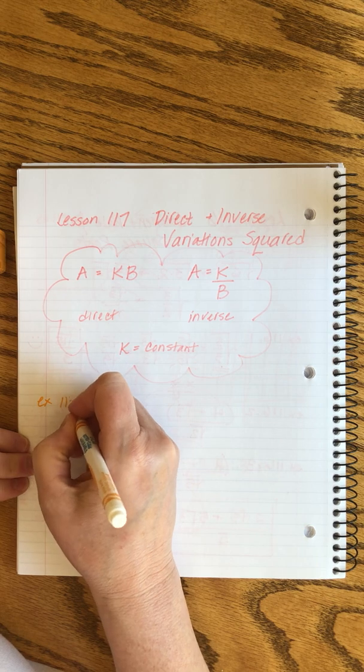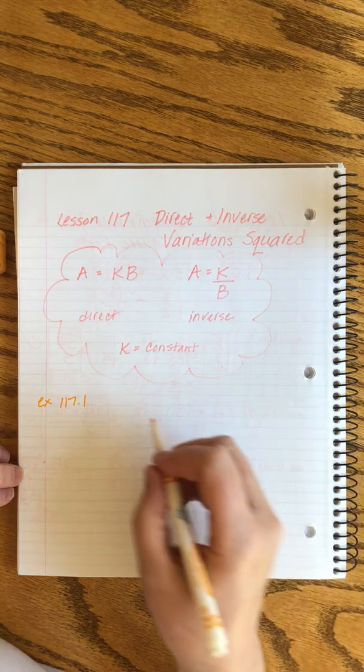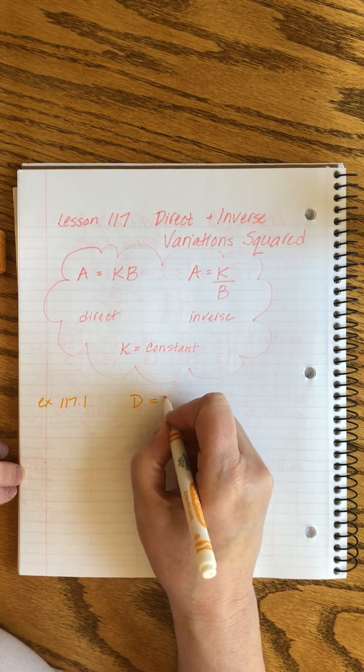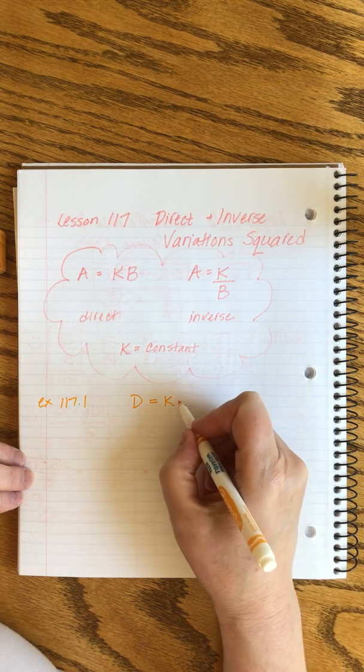Example 117.1. The distance required, okay, they get a little physicsy. Don't let that throw you. The distance required for an automobile to stop is directly proportional to the square of its velocity. Okay, velocity means speed with the weight of the car factored in. Okay, so let me read it again. The distance required for an automobile to stop, D, is directly proportional, so it's this form, to the square of its velocity.